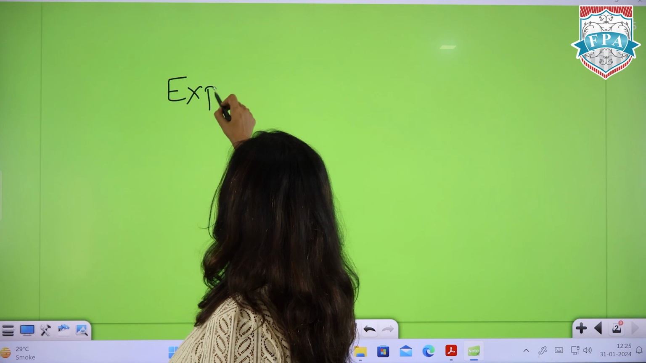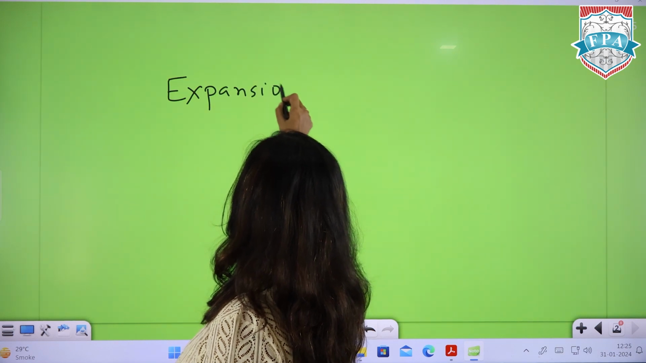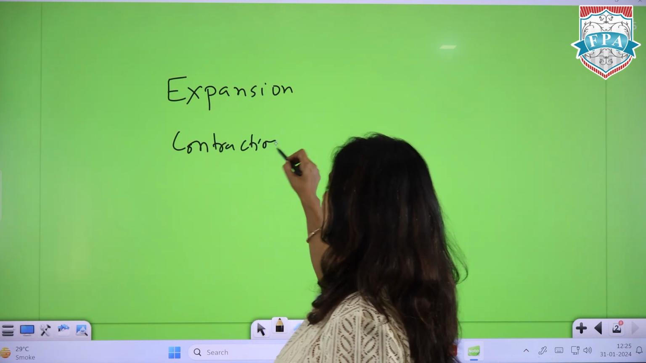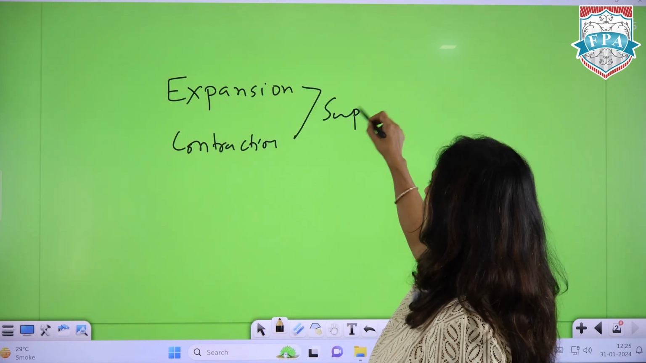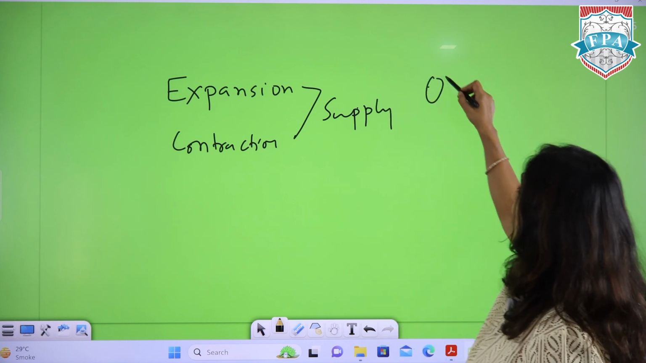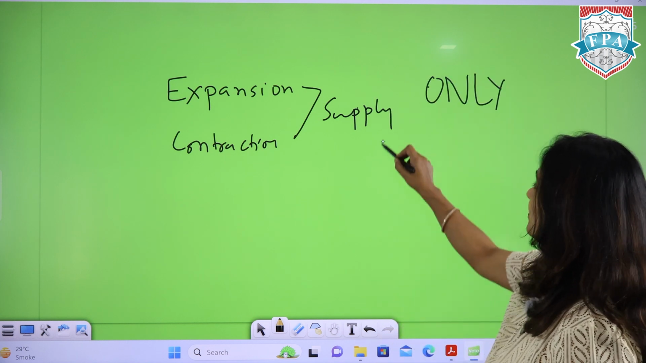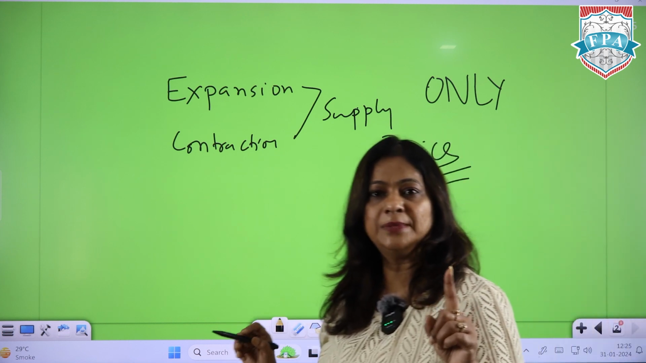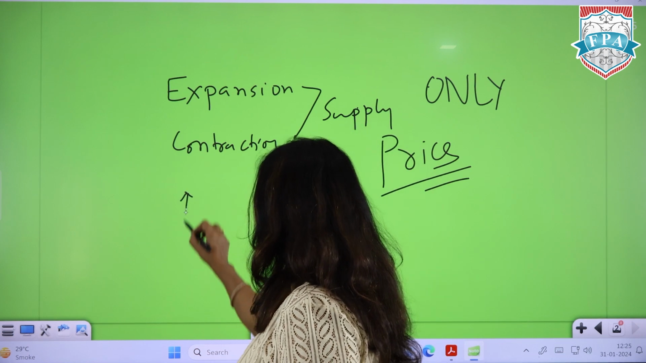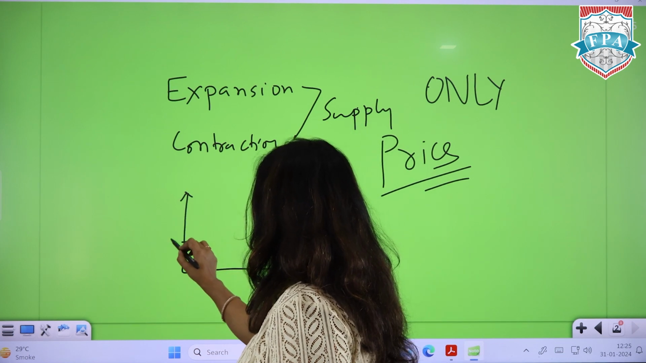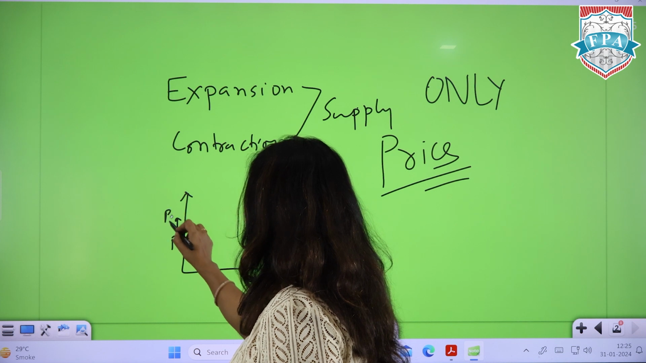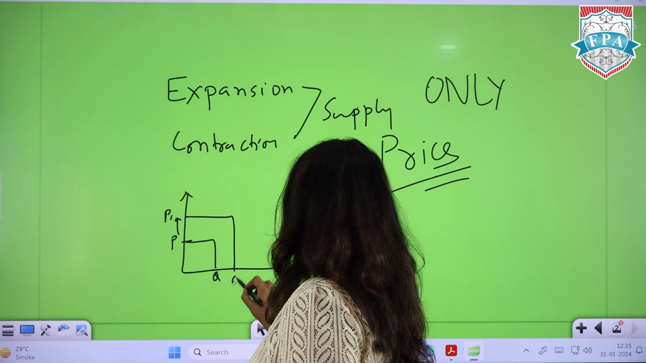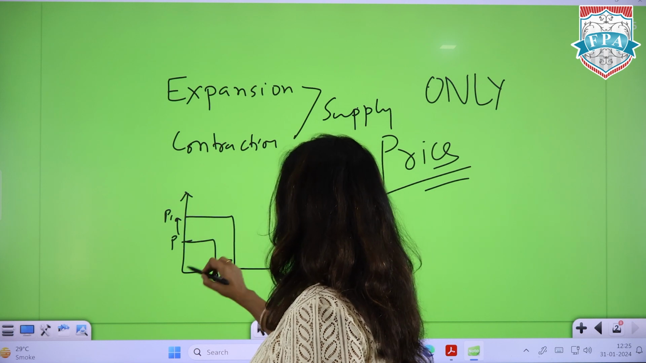Expansion, contraction in the supply curve happens only and only because of price. Expansion, contraction only because of price. Price increase होगा, P से P1 जाएगा, तो quantity demanded Q से Q1 होएगी. एरो जरूर बनाना एग्जाम में.